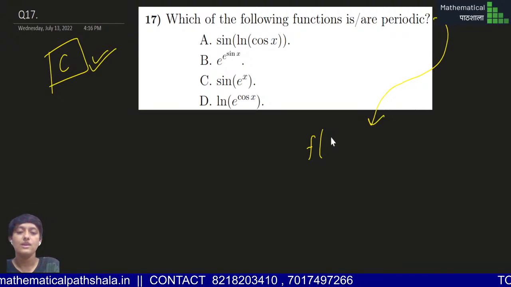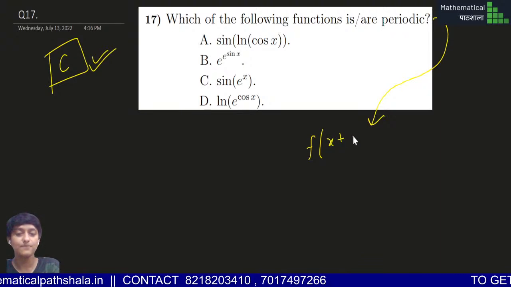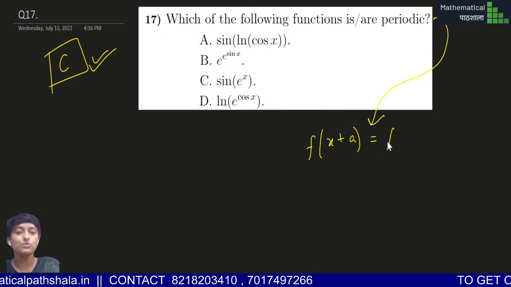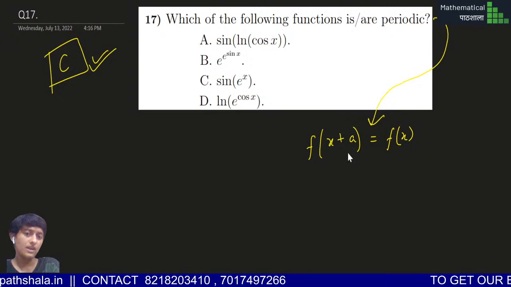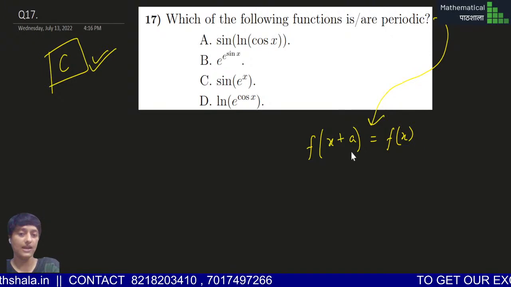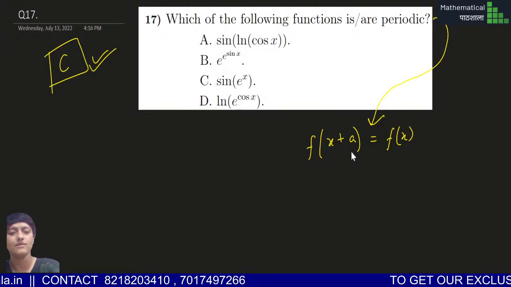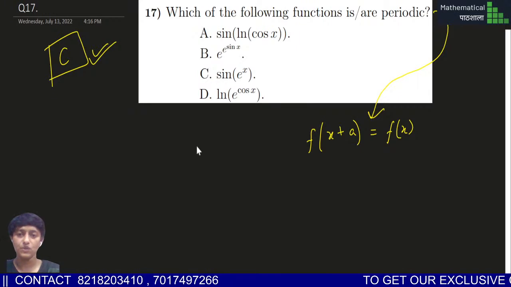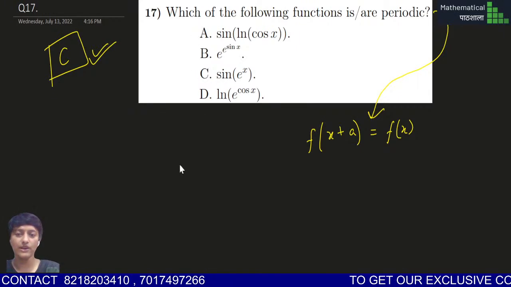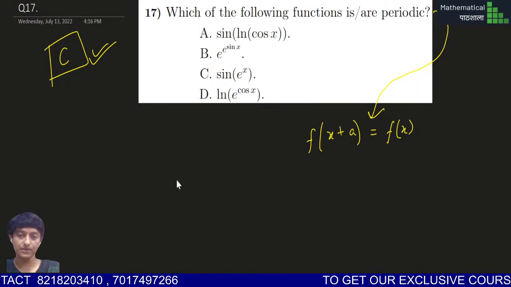Okay. So, a function f is called periodic if f of x plus a is equal to f of x for some a, alright, and such least a is called the period of the function. But we are not concerned here about the period of the function, we are just concerned about the periodicity. Okay, so let us check all the options one by one. Let us see the first one.